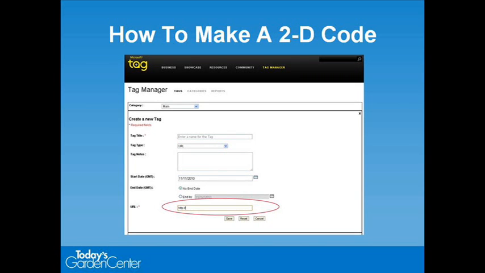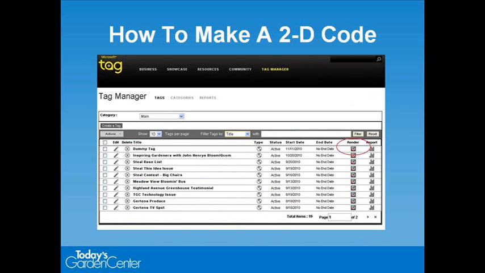With an MS tag, you can choose when to have the tag active and when it can cease to be active. Or you can keep it active without an end date. Then type in the web address you want to send your customer to in the URL box. Then click Save. To get the tag, find it in the list of tags and click on the image of the tag under Render. You may get a text box pop up to make sure your tag adheres to certain guidelines. Click the checkbox and hit OK.